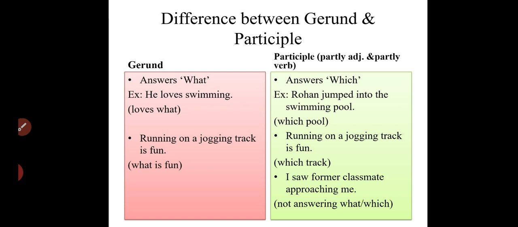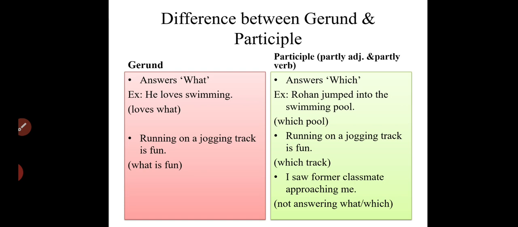And I'll discuss one more example with you. I saw a former classmate approaching me. We cannot make this sentence into a what question form. This sentence also cannot be converted into a which question form. So here it is neither answering what nor which, so it is also a participle.